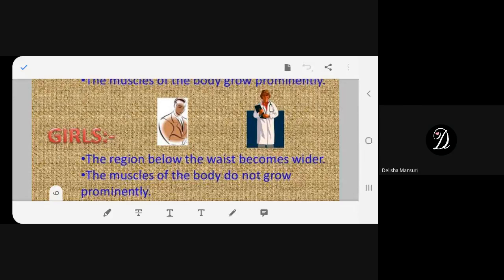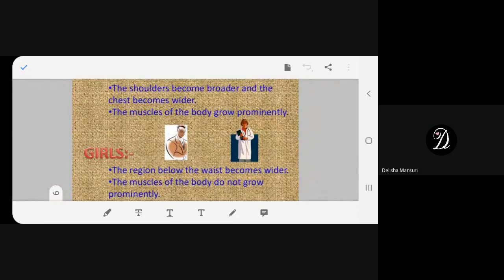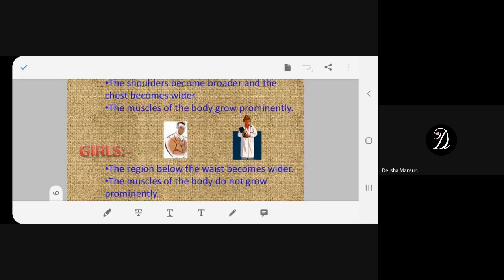So generally a female's body has flesh, not muscles. Remember that. Whereas in boys, the flesh gets transformed into muscles. That is the difference. And the region below the waist becomes wider. This is the difference. So can anyone tell me what extra information you got out of this slide? In boys, the muscles grow, and in girls, the muscles do not grow prominently.